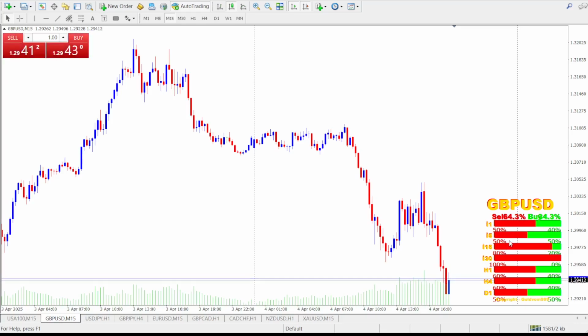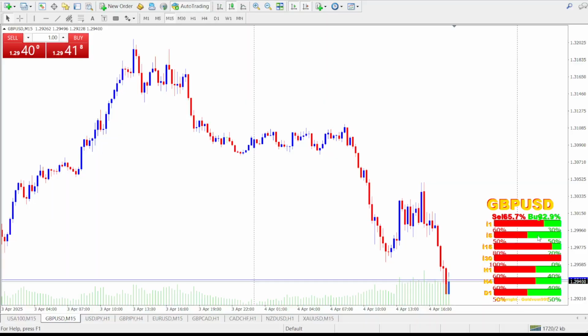It is important to remember that the Strength Candles Indicator does not give direct buy or sell signals, okay? Instead, it is a tool for gauging momentum and understanding the market's overall strength. So how do you use this indicator effectively in your trading? The answer is simple. First, you pay attention to the percentage bar, right?